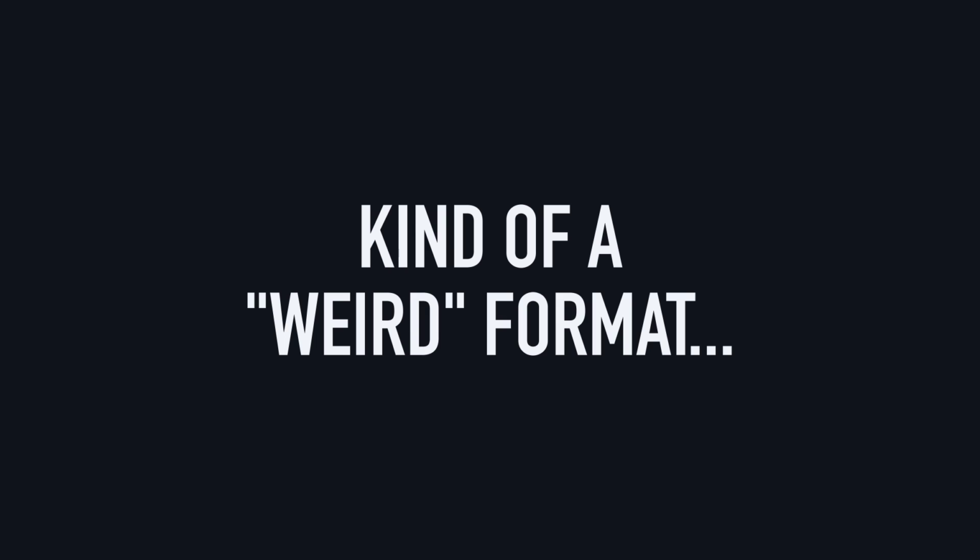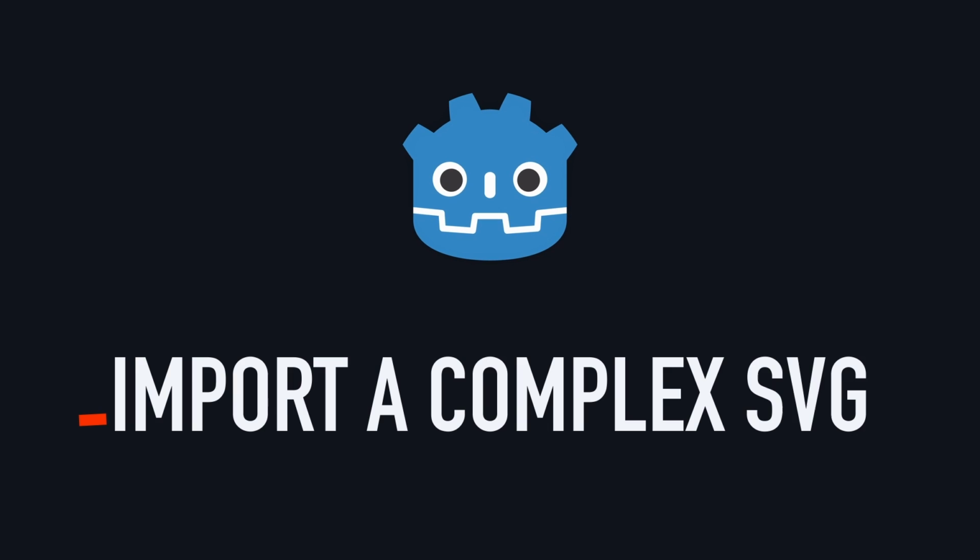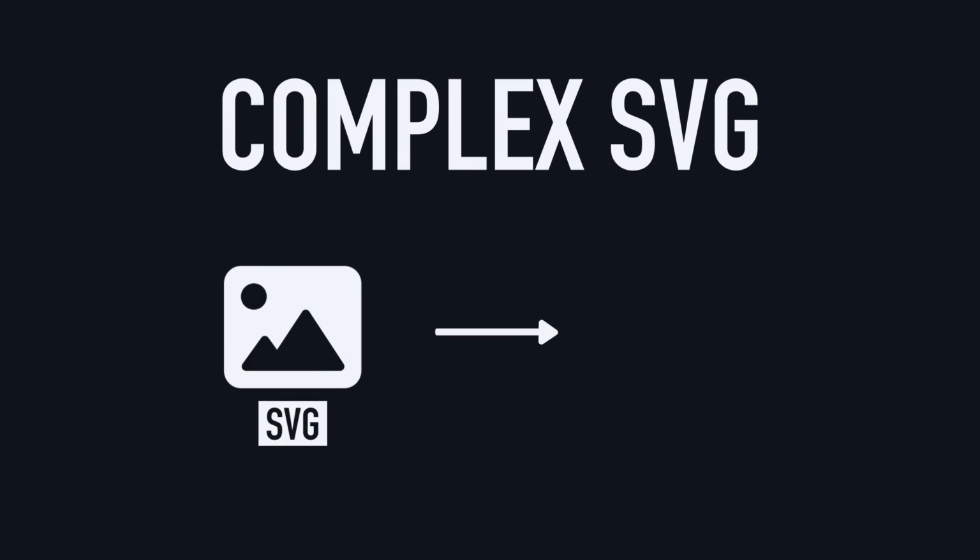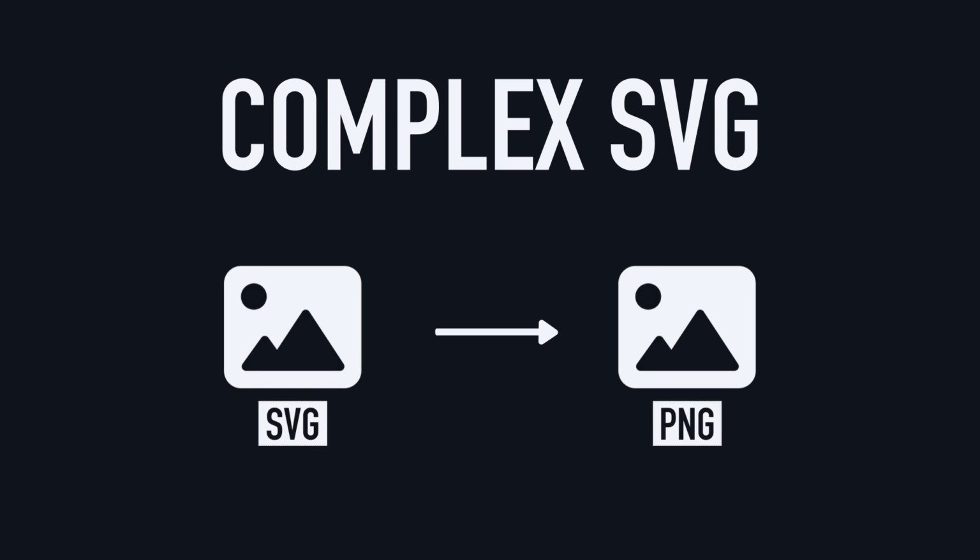But because it's kind of a weird format compared to the others, in Godot you can't actually import a very complex SVG file. So when you have a complex file, it's better to really turn it into a real pixel-based image, like a PNG for example, so that Godot can actually handle the contents of your image.